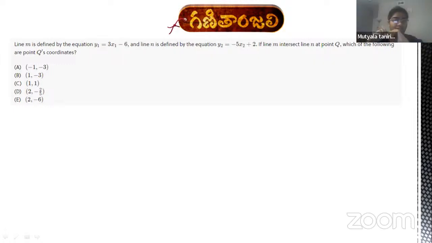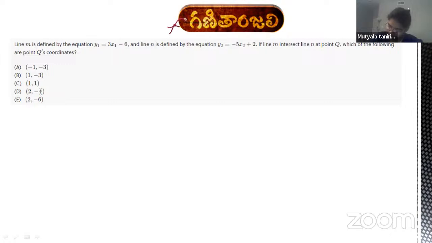Let line m be defined by the equation y1 equals 3x1 minus 6, and the line n be defined by y2 equals minus 5x2 plus 2. A very simple question: find their point of intersection. How to find the point of intersection? Just solve them. Just by solving, you can find their point of intersection.